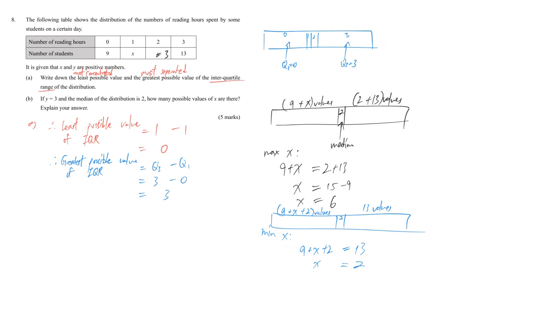And then we can answer the question now. The question asks how many possible values of X there are, where X is a positive integer. Therefore, X can be 2, 3, 4, 5, up to 6 here. So they ask how many possible values, and our answer is 5 possible values.